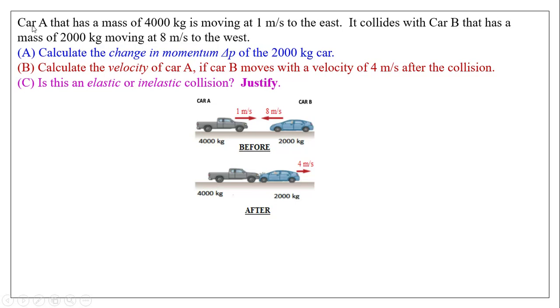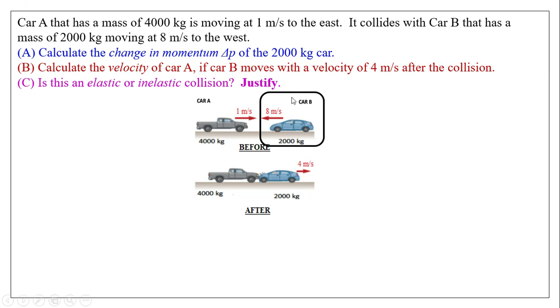So in this particular problem, we have car A with a mass of 4,000 kilograms moving at 1 meter per second to the east, and then it collides with car B, which has a mass of 2,000 kilograms moving at 8 meters per second to the west. And here's part A, B, and C. If you need to pause it, read it. Other than that, let's get going with part A.